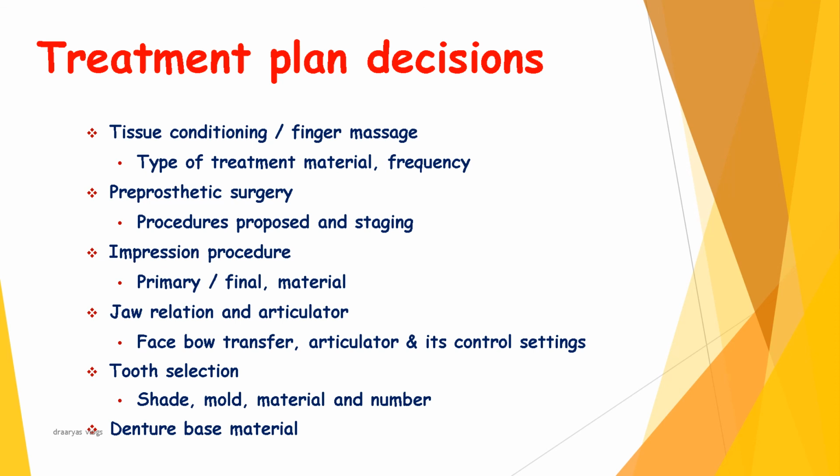Then coming to the treatment plan decisions. They are tissue conditioning or finger massage, that is type of treatment material and its frequency. Then pre-prosthetic surgery, that is procedures proposed and staging. Then the impression procedures, primary, final and the material used. And the jaw relation and articulator, that is facebow transfer, articulator and its control settings. Then tooth selection, that is shape, mold, material and number. And then denture base material.